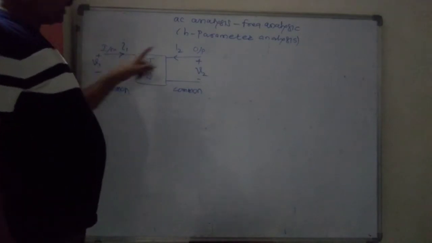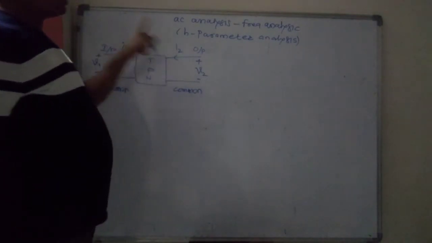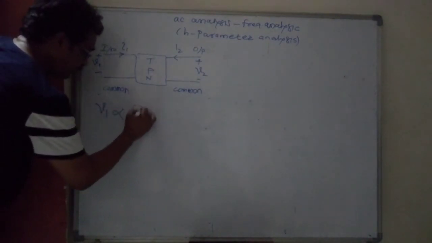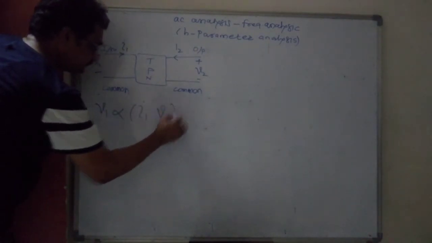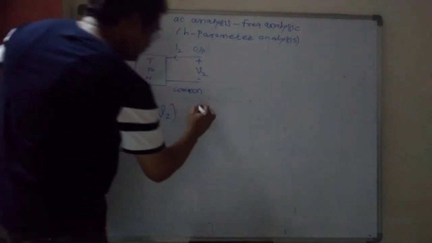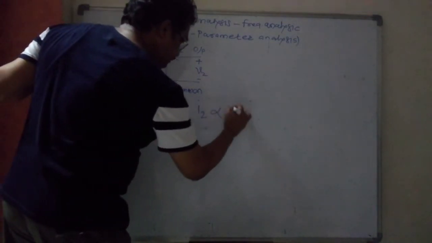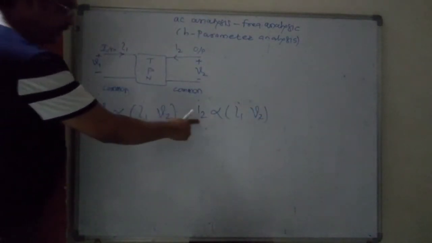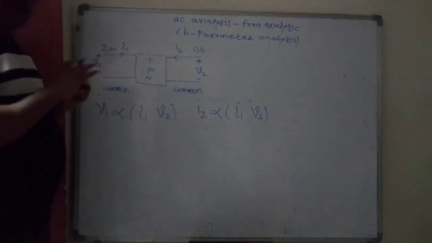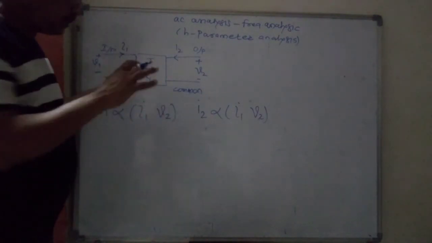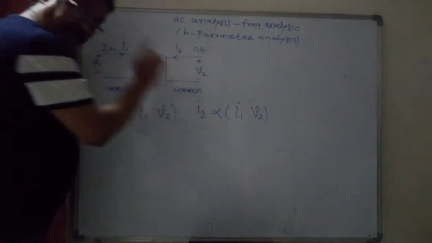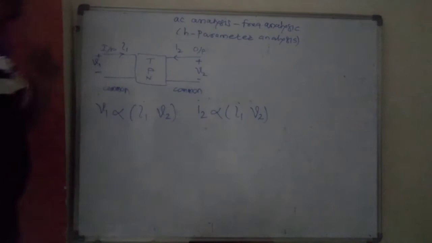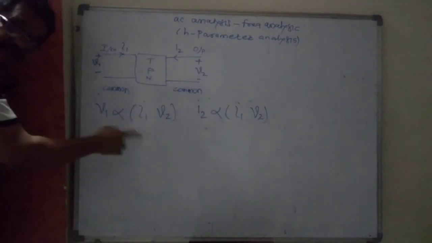One voltage and one current dependent on other current and other voltage. So V1 dependent on I1 and V2, and second, I2 dependent on I1 and V2. Not both voltages, neither both voltages nor both currents. One voltage, one current dependent on other current and other voltage. Right? So I am placing equality sign.